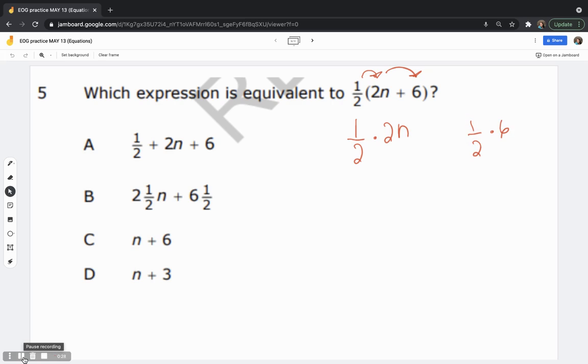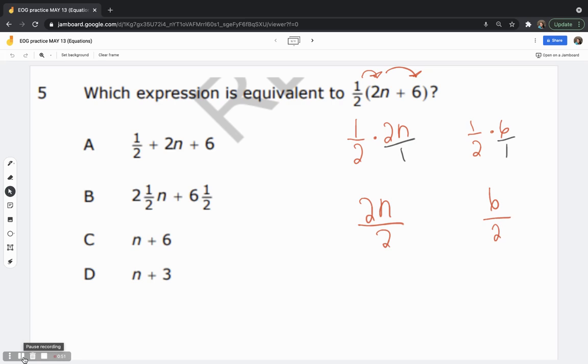And if you'd like, we can set the 2n and the 6 over 1 because those would be considered whole numbers. And then I'm going to multiply straight across. So 1 times 2n is 2n. 2 times 1 is 2. So we get 2n over 2. 1 times 6 is 6. And 2 times 1 again is 2.